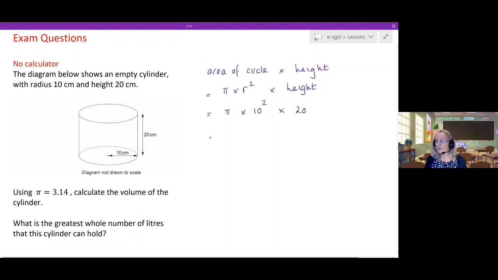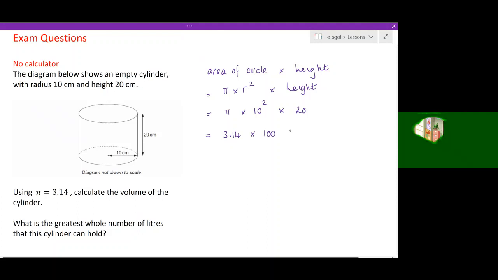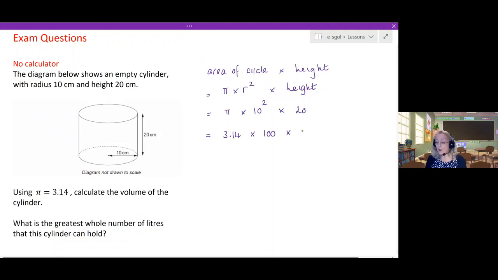Okay, so I was told to use pi as 3.14. So now I'm going to change pi into 3.14 while I multiply this out. 10 squared is 10 times 10, so that is 100. And then I've got to multiply that by 20.